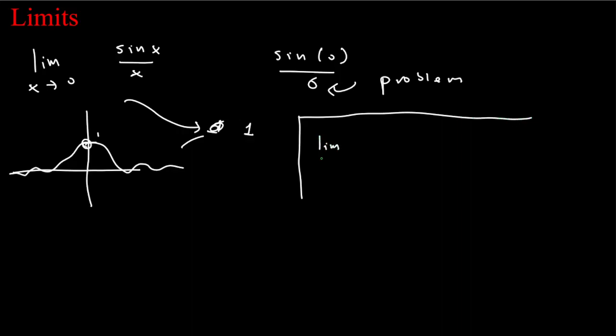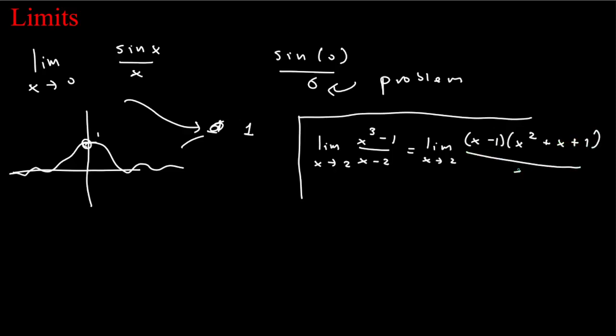Limit as x tends to 2, x cubed minus 1 over x minus 2. So, first we could try factoring x cubed minus 1 to see if we can remove that denominator, because x minus 2 at x equals 2 will be 0, right? So that's a problem. But we see that this will not really get us anywhere, right? This is the factorized form, and we still arrive at a problem.